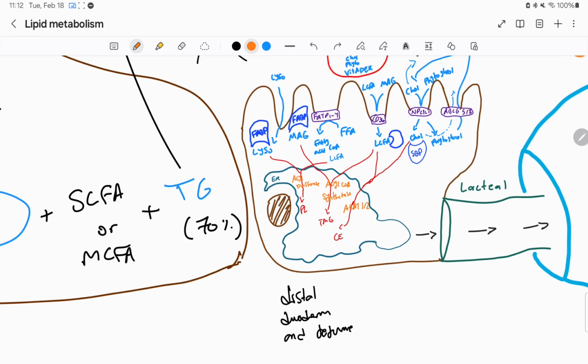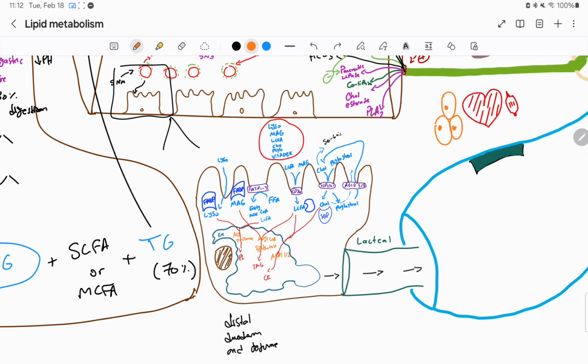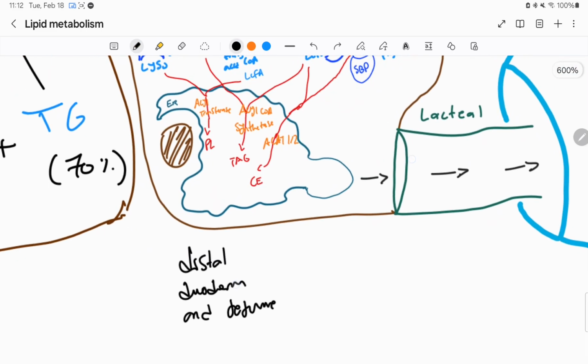have to find a way to transport these fats, which are, by the way, not soluble in water, which means they're not going to be soluble in the blood. We're going to find a way to transport these fats in the blood. So what do we do here? Over here, we're going to combine these phospholipids, these triacylglycerols, these cholesterol esters, and perhaps some of the fat-soluble vitamins as well.